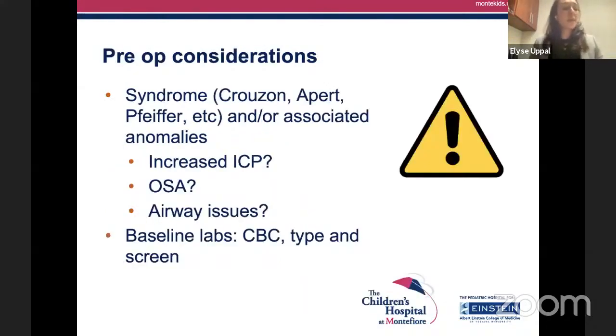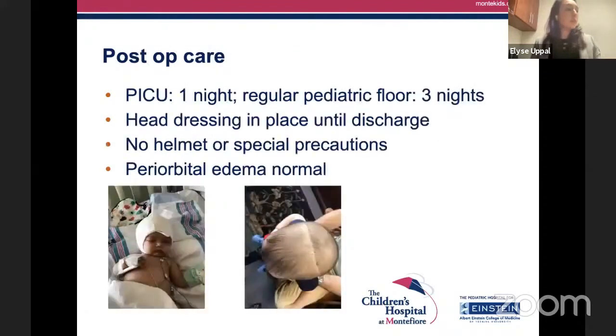So pre-op, we think about a few things. What type of craniosynostosis is this? Is it syndromic? Is it non-syndromic? Is it associated with other anomalies? Is there potential for increased ICP, OSA, airway issues? Will they require any other tests before going into surgery? And we also want to look at baseline labs. Typically, unless there are other issues, we usually just will draw a CBC and type and screen. And post-op care. They're always admitted to the PICU for close monitoring for the first night after surgery.